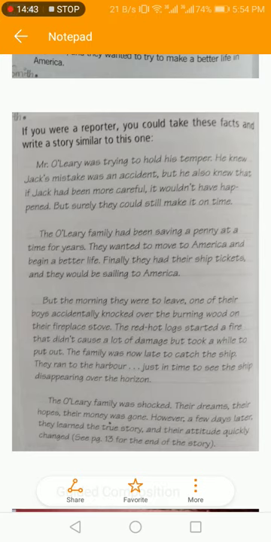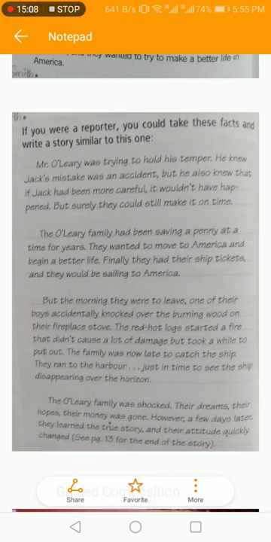But the morning they were to leave, one of their boys accidentally knocked over the burning wood on the fireplace stove. The red hot log started a fire. It didn't cause a lot of damage but took a while to put out. The family was now late to catch the ship. They ran to the harbor just in time to see the ship disappearing over the horizon.